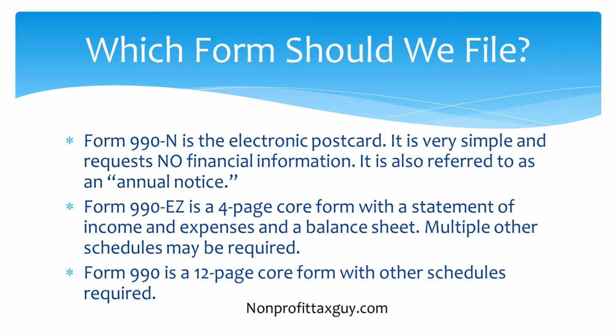Okay. The Form 990EZ is a 4-page core form with a statement of income and expenses and a balance sheet. And there are other schedules that might be required as well, like a Schedule A, a Schedule B, a Schedule D, a Schedule O. Then the Form 990, the full Form 990, is a 12-page core form, which also has additional schedules that may be required.